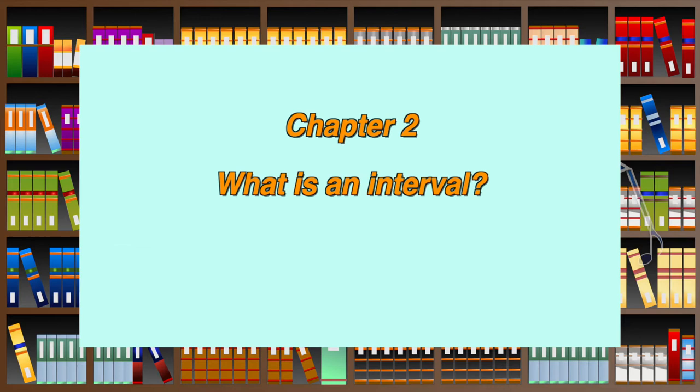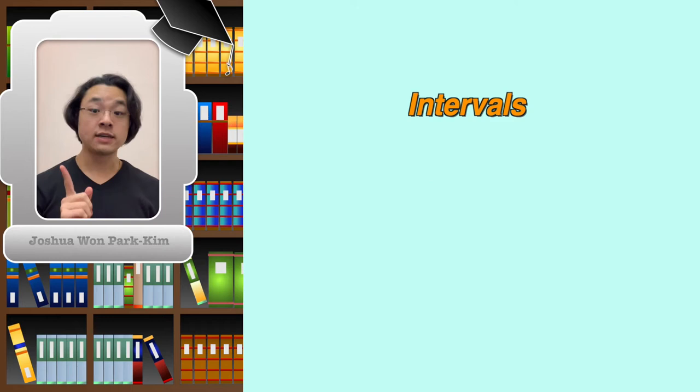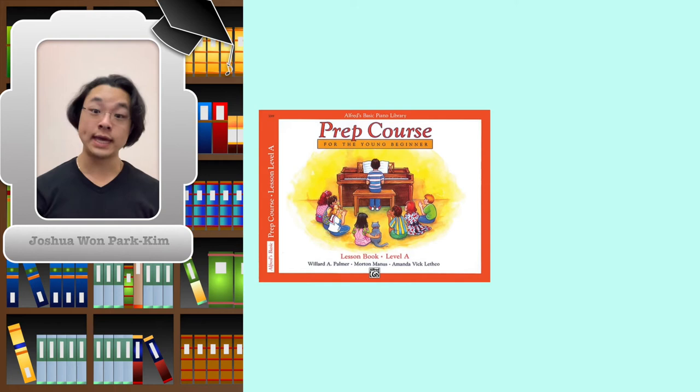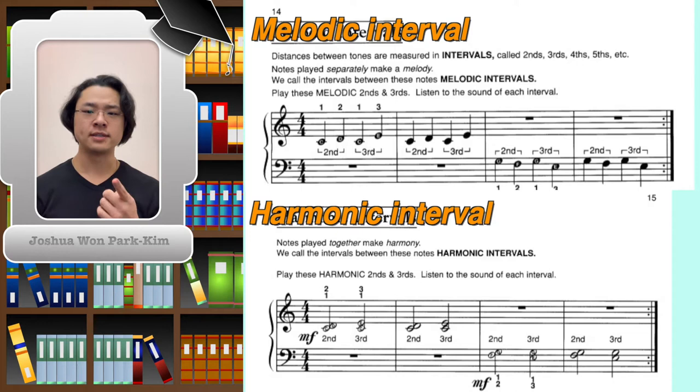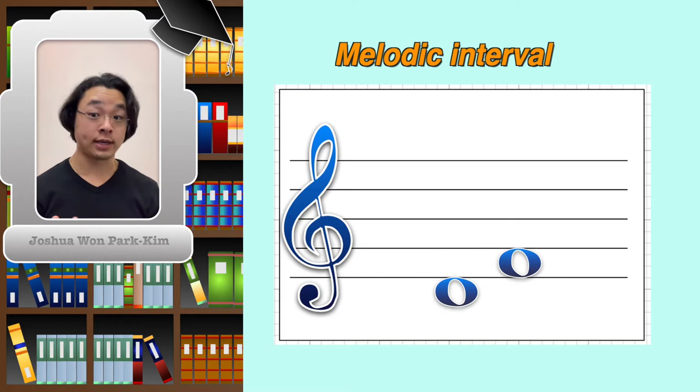Remember the last lecture I explained to you about the intervals and the perfect fifths? Let me put them in detail right now. Intervals are a distance between two notes. If you are at a beginner level like the Alfred Prep Course booklet for kids or even adults, you might even see one of the pages like this. So these are the pages that basically talk about the intervals. For instance, when you're playing two notes together, it is called a harmonic interval. And if you play separately, a melodic interval.